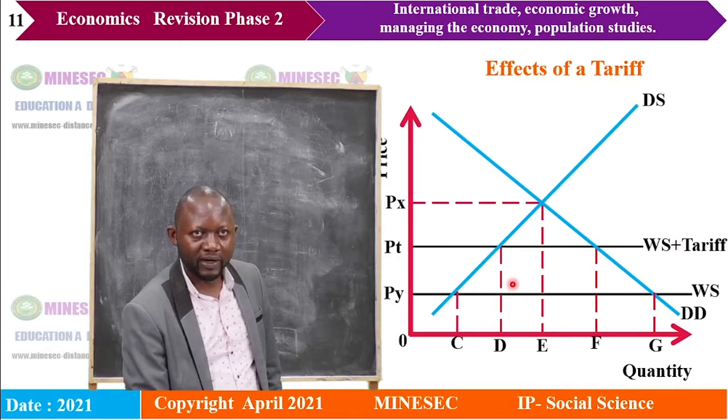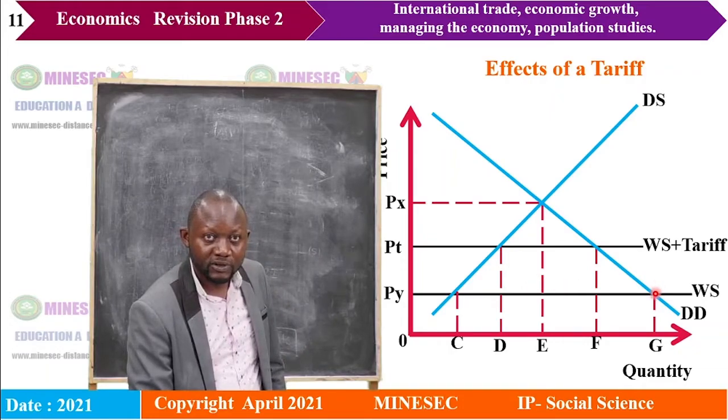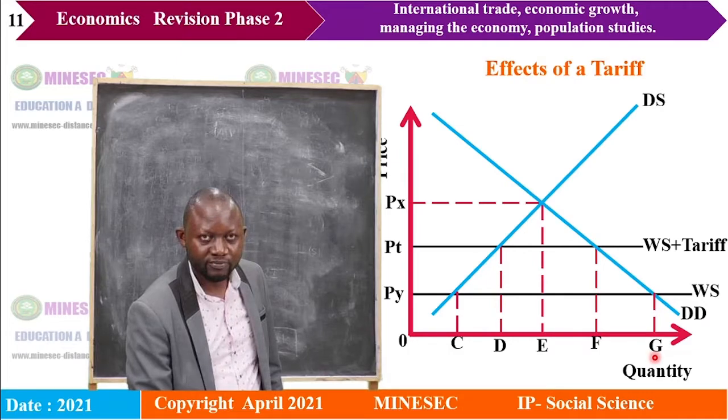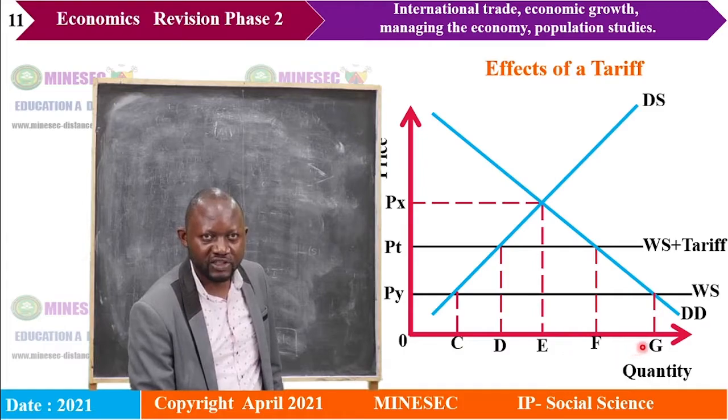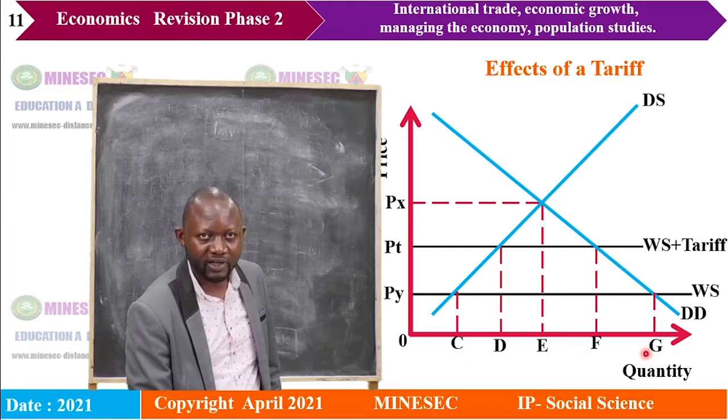Now, let's look at the effects. We explain the effects of the tariff. Initially, with the world supply at PY, we saw that the consumption was represented by OG, because D is the domestic demand, while production was represented by OC. That means GC, this gap, represents imports before tariffs are imposed.